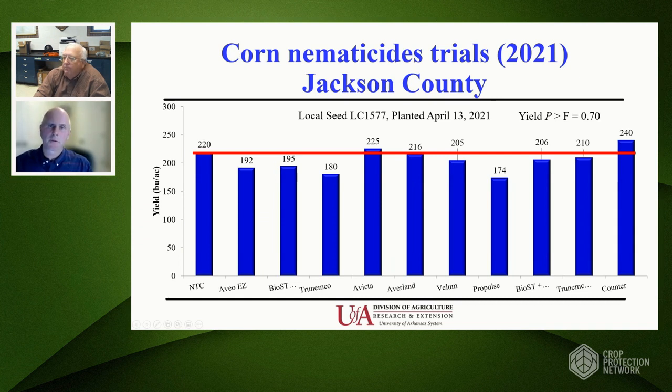We didn't go back in and sample for that, but you can see here with counter, it's a common trend that we've seen in a lot of our trials. Numerically, we're seeing more positive with it than negative. And then here, what do we have? 20 bushel difference. Even at $4 corn, that counter is going to pay for itself.